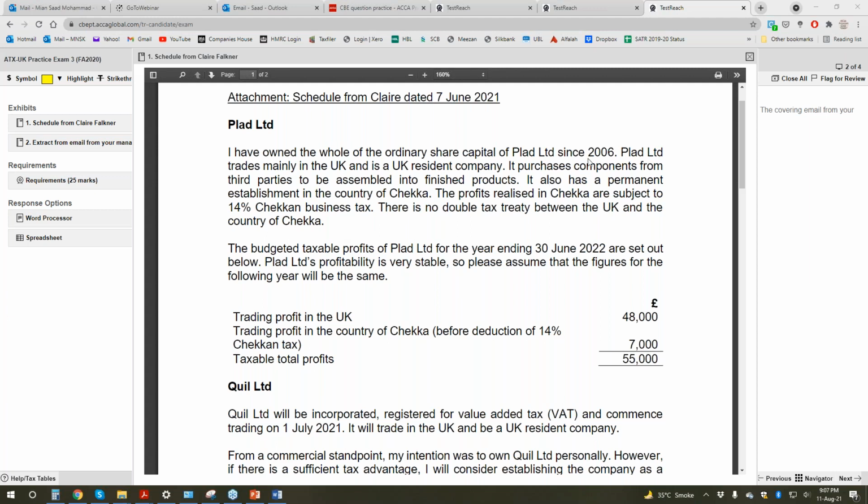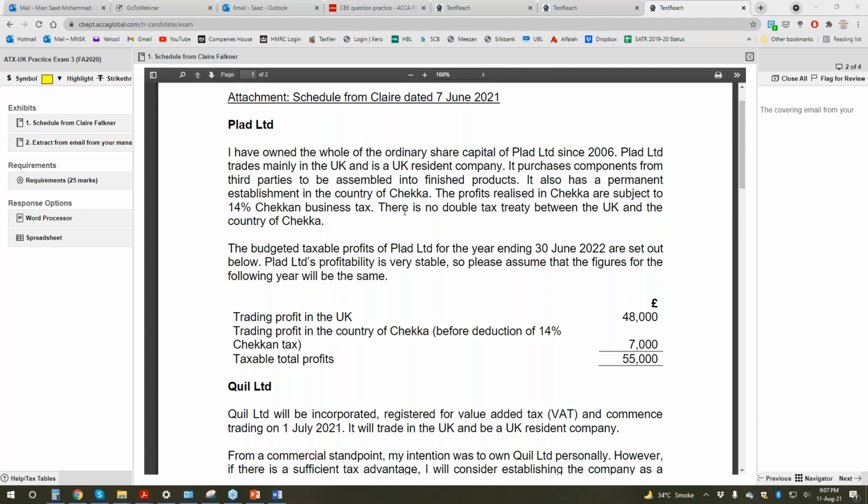Okay, moving back, let's start reading the scenario. I have owned the whole of the ordinary share capital of P Limited since 2006. P Limited trades mainly in the UK and is a UK resident company. It purchases components from third parties to be assembled into finished products. It also has a permanent establishment in the country of Czechia.